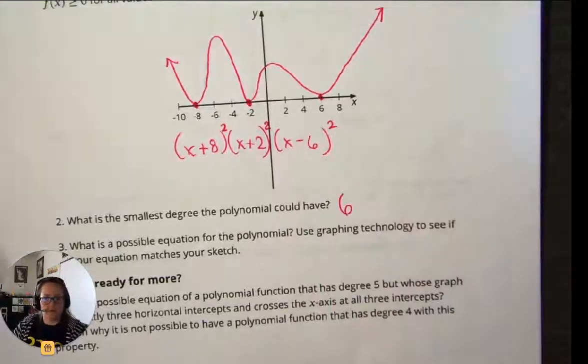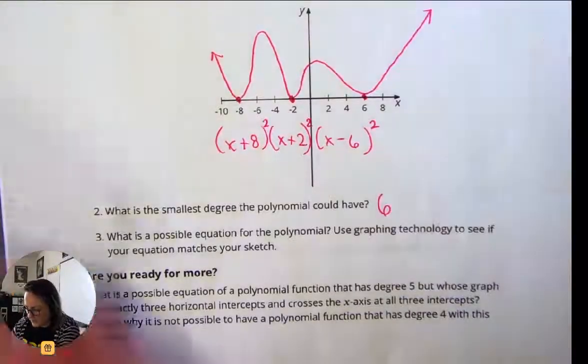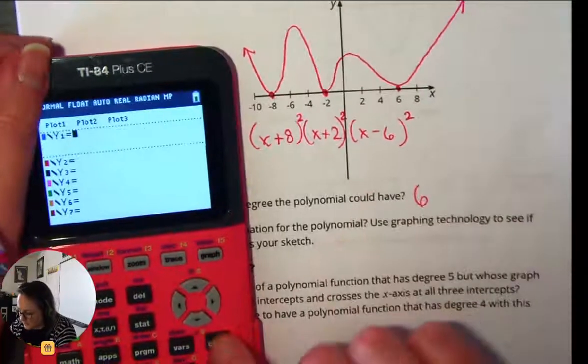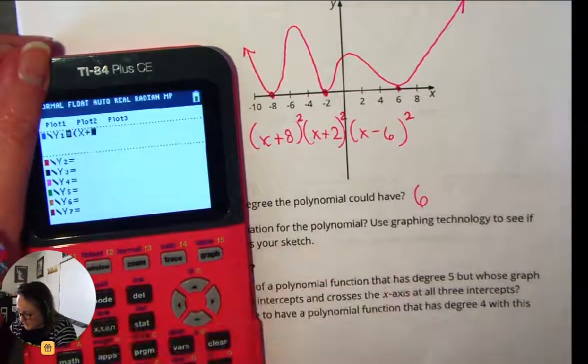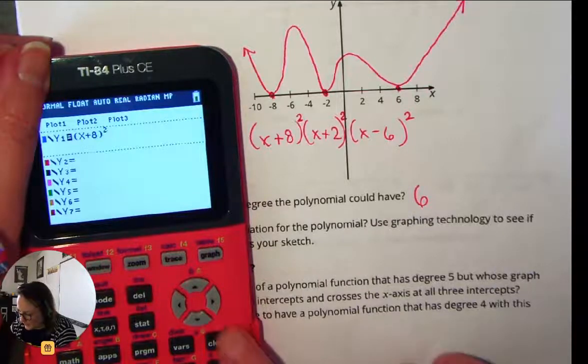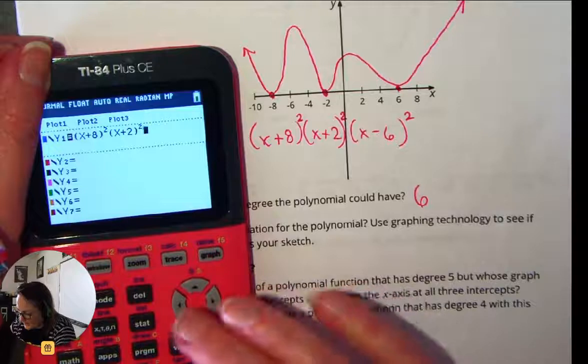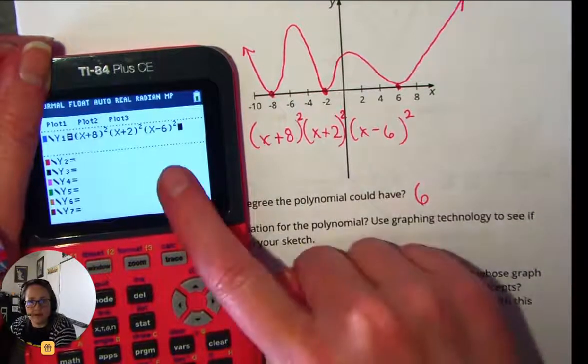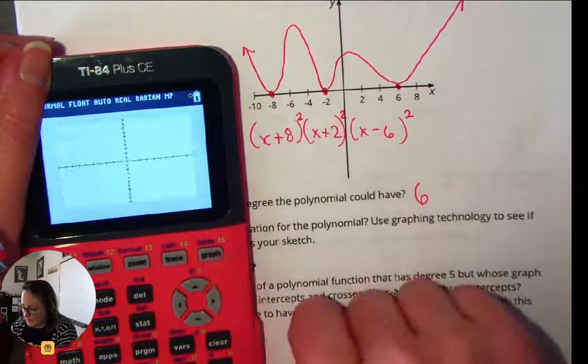All right, and it says use some graphing technology to see if your equation matches your sketch. Okay, you want to see it? I want to see it too. x plus 8 squared, x plus 2 squared, x minus 6 squared. Let's see if it matches something somewhat like my graph.